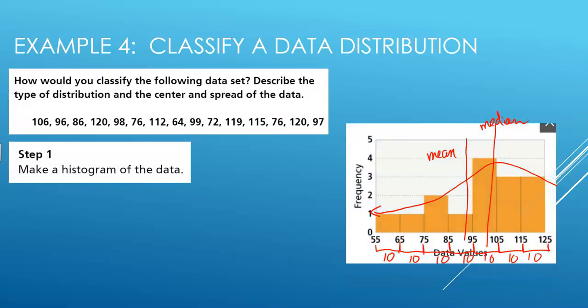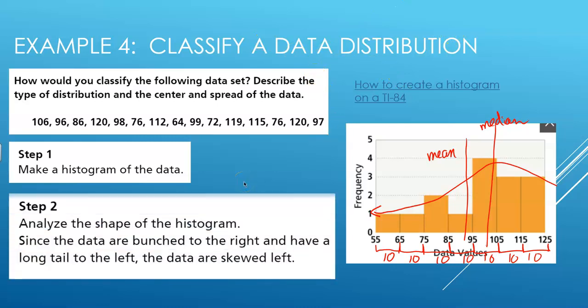So we made our histogram, and I did show you how to make it on the 84. You can also just Google. That's a good and positive way to use Google. Then we're going to analyze the shape, and we can see that we have more data bunched over here to the right. That means the tail is pulling the mean over to the left. So it's skewed left.